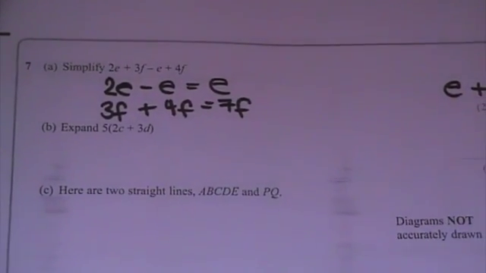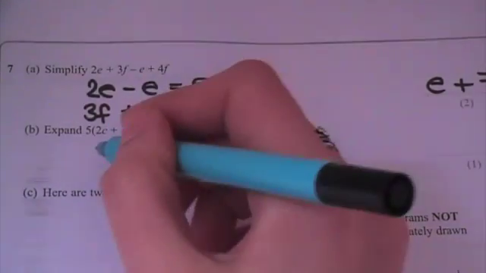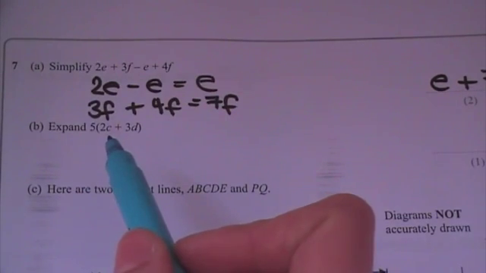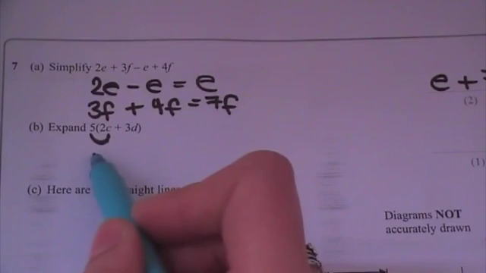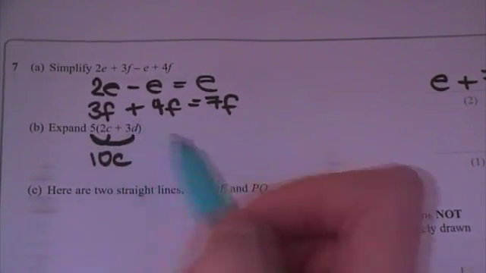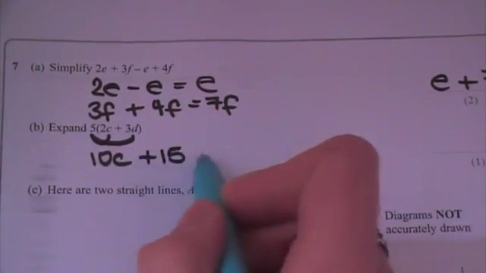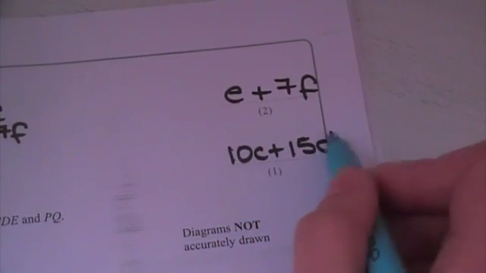Part B. Expand 5 brackets 2c add 3d. So we're going to be multiplying whatever's on the outside and timesing it by what's on the inside. So you're going to do 5 times 2c, which will be 10c, and you can do 5 times 3d. So 5 times 3 is 15, and don't forget the d. 10c add 15d.